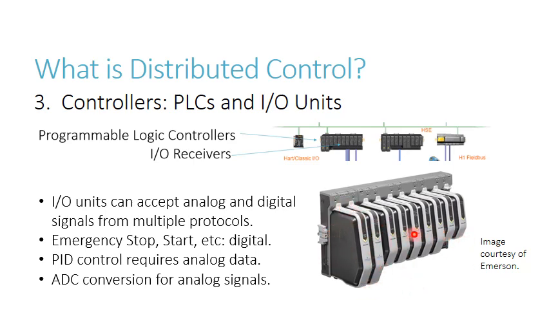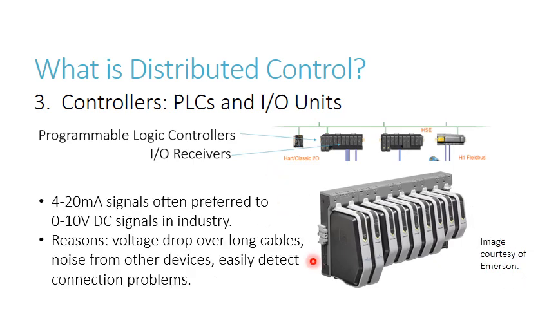These I/O units tend to do very good analog to digital conversion, and they can take many different types of signals. I'm going to talk a little bit about the types of signals that you're going to see in the plant. Typically the 4 to 20 milliamp analog signal is preferred in industry in North America to the 0 to 10 volt DC signal, although both are used.